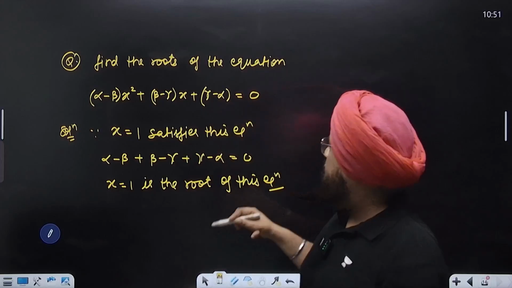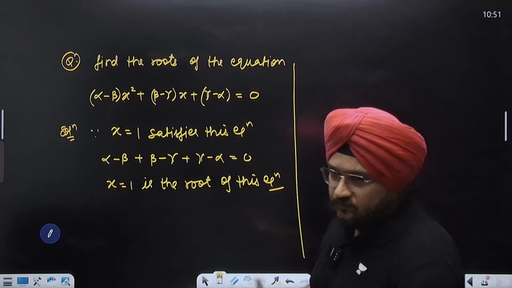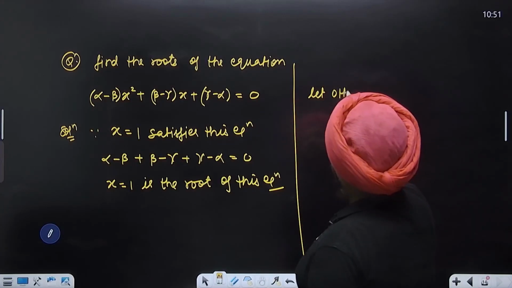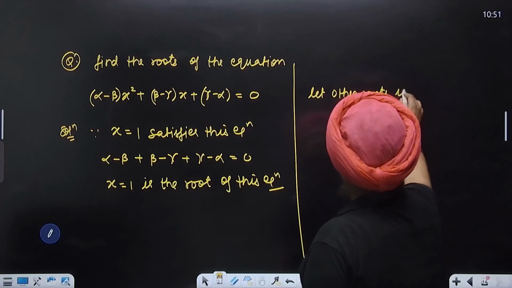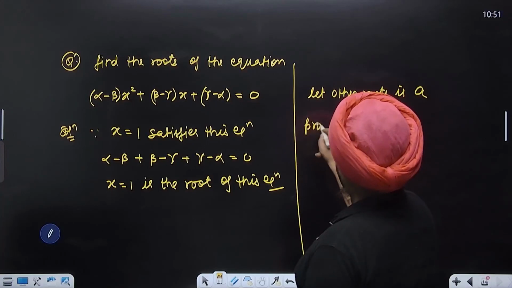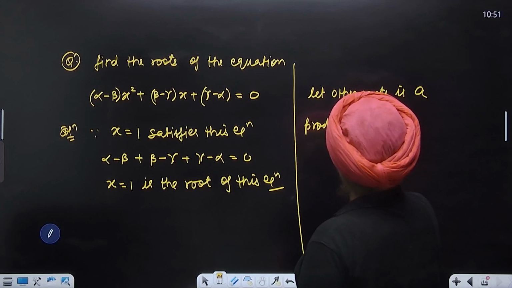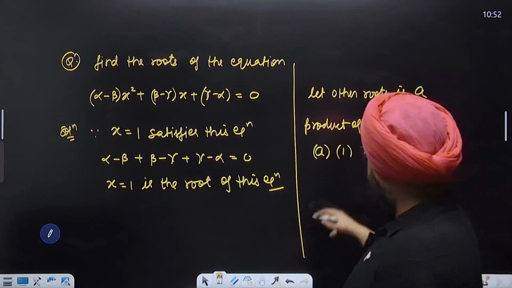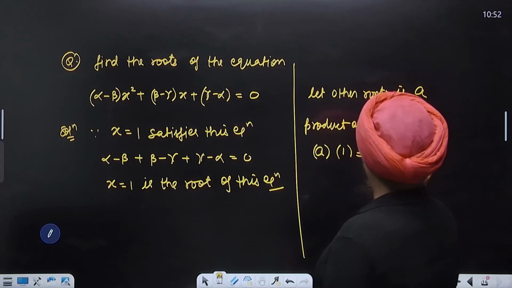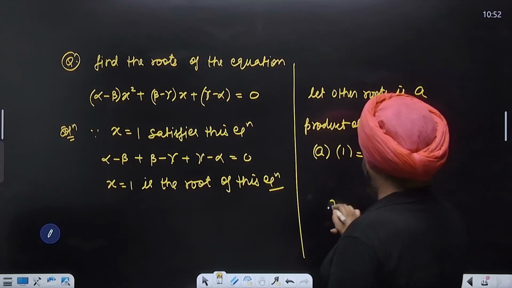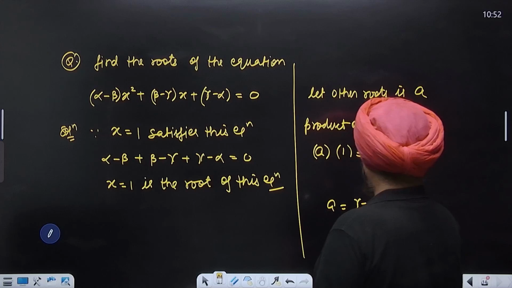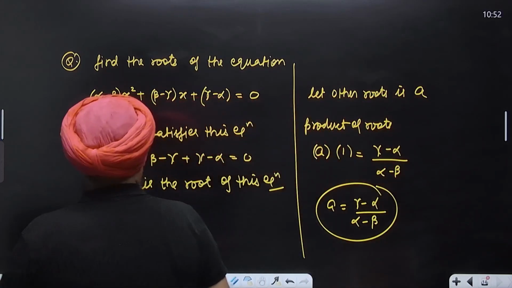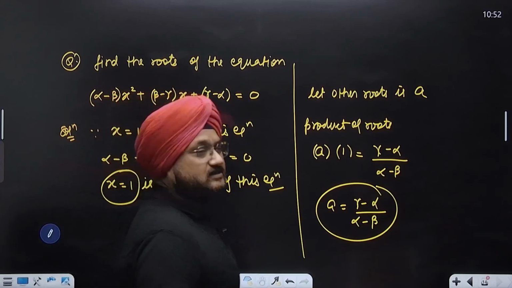Now the second root we can find using the sum of roots or product of roots. Product of roots is quite easy. Let the other root be a. So the product of roots, a into 1, since one of the roots is 1 and the other root is a, is equal to gamma minus alpha upon alpha minus beta. So the other root is gamma minus alpha upon alpha minus beta. So the quadratic equation has two roots, 1 and gamma minus alpha upon alpha minus beta.